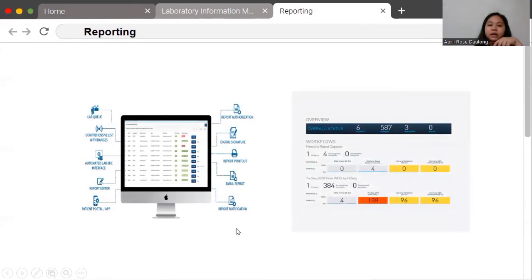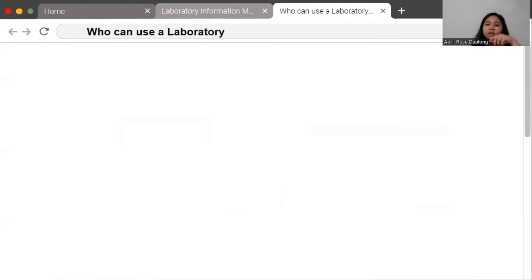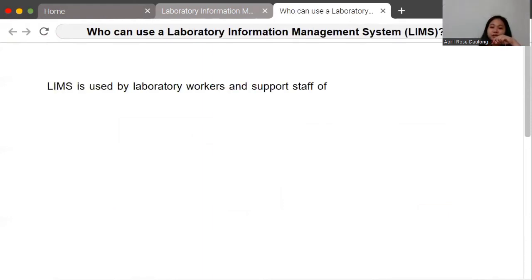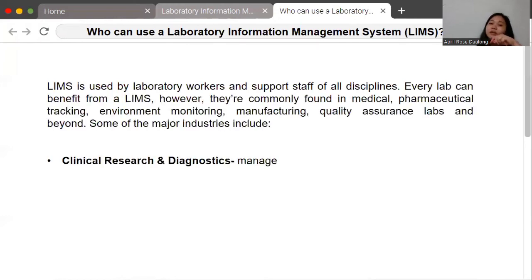So, ibinuman sa reporting gamit ang LIMS. See sa picture. So, next, suma naman ta itong kung sa purposes niya, kung sa benefits niya, kung sa ng LIMS.